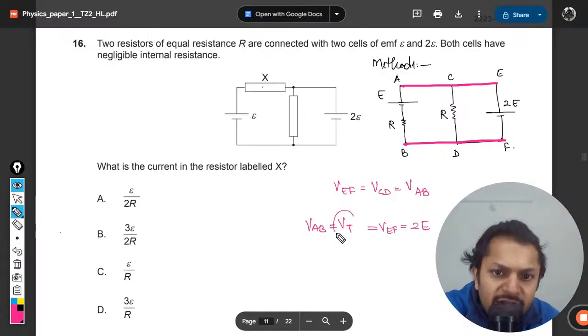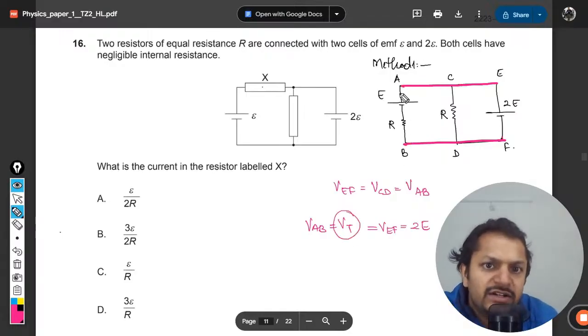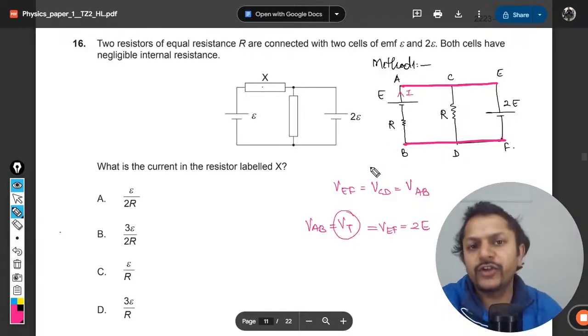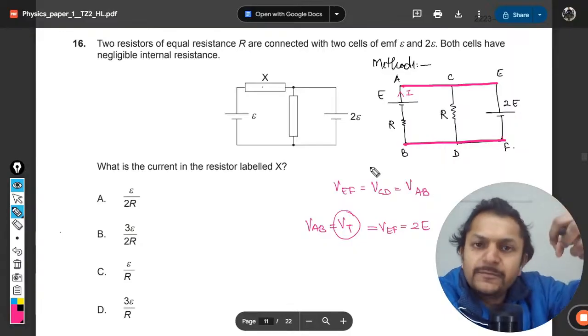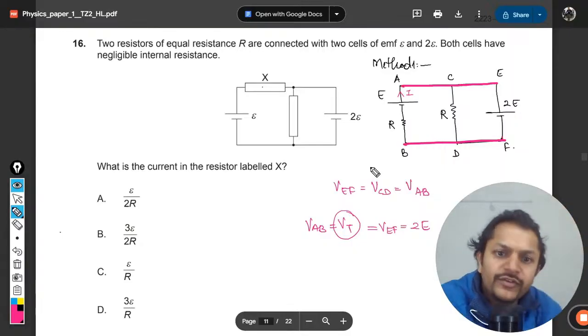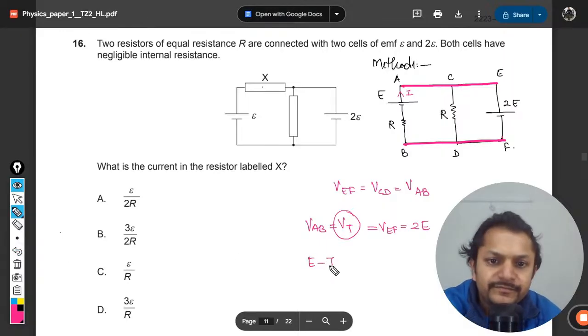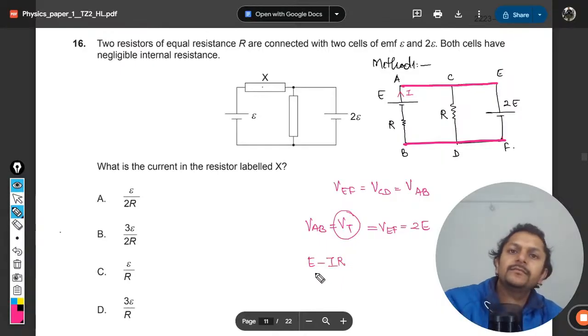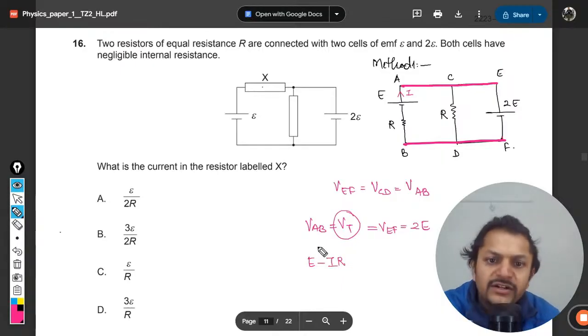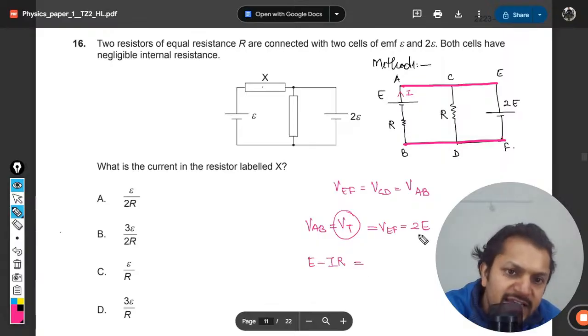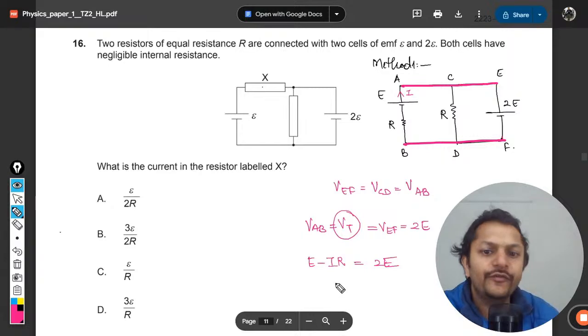Now the terminal potential difference across this, we can imagine the direction of a current. Let us say this is the direction of current and current is coming out of it. If current is coming out of it, the terminal potential difference can be written as E minus IR, isn't it? This is equal to 2E. Accordingly, we can find the value of I from this.